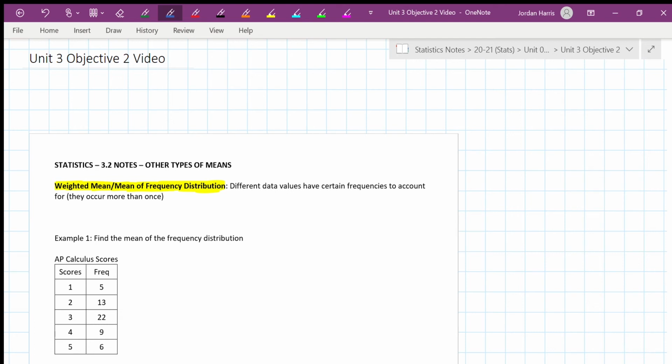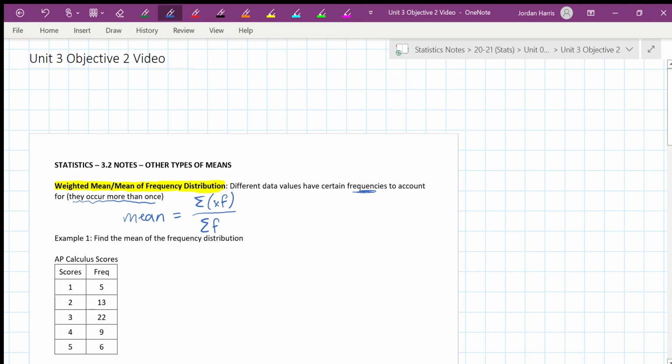These different data values have certain frequencies to account for. Basically, they occur more than once. If you remember when we talked about the GPA, that was actually a weighted mean. That's an example of one. So we have our formula. The mean equals the sum of x times f divided by the sum of f. Okay, where x is your data, f is its frequency.